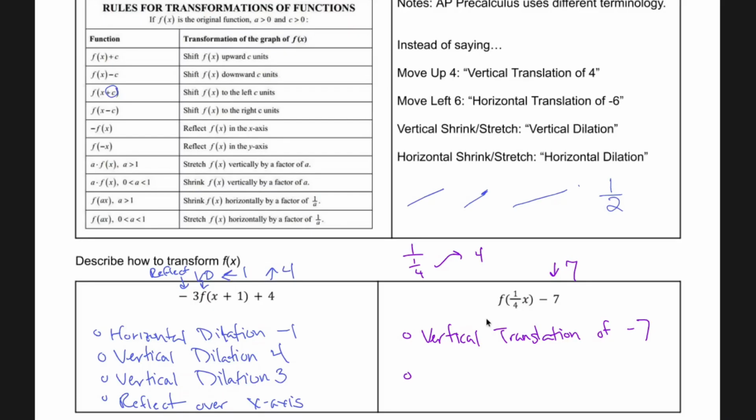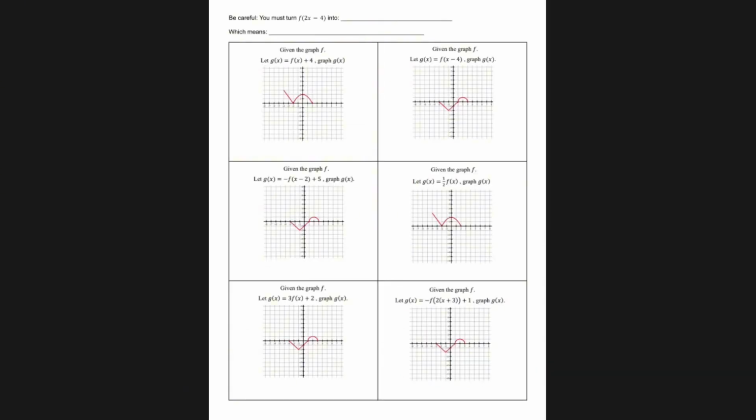And since you're multiplying that by x, it's going to be a horizontal dilation of 4. Gross. Let's draw pictures.